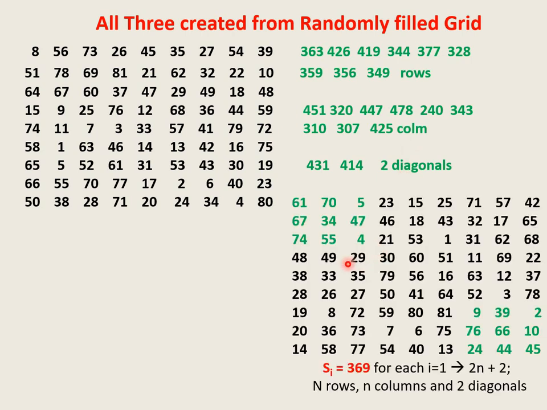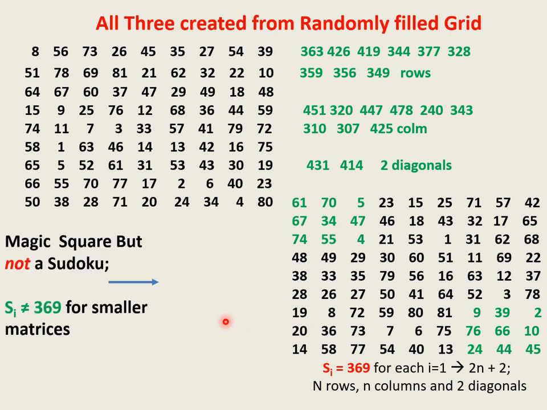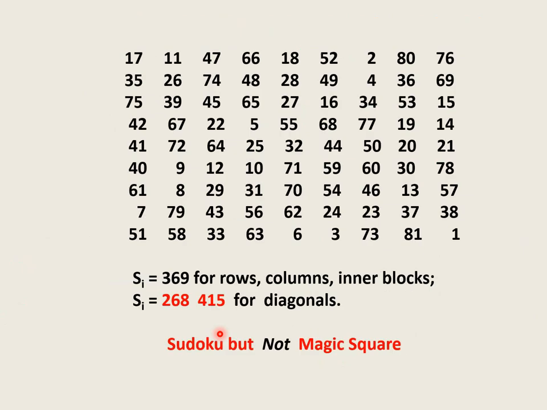But now you run your program with this input, and you see you have given the option for magic square. So you see that the rows, columns and 2 diagonals are all the same. But if you check, then you will see that the inner blocks' sum is not 369. So it's not a Sudoku. The same input, so it's a magic square, but not a Sudoku. Okay. Then with the same input, we now give the option for Sudoku. Then you see the row, column, and block sums are the same, but not the diagonals. If you check, you will see not the diagonals. So it's a Sudoku, but not a magic square.